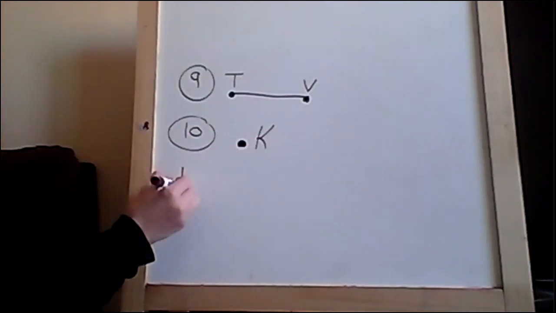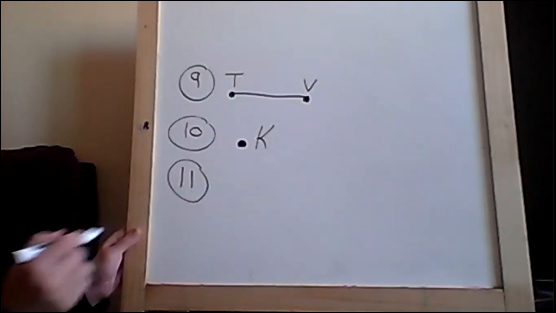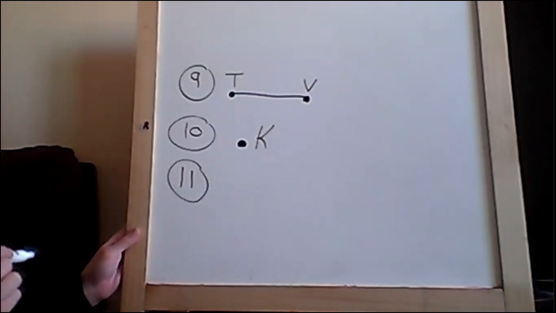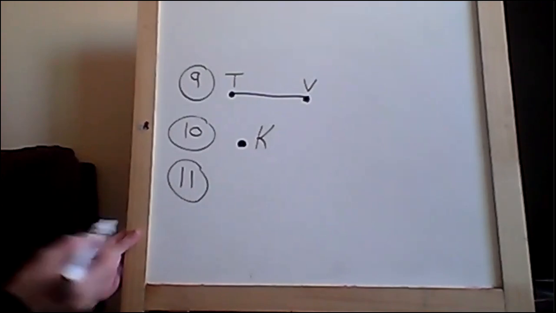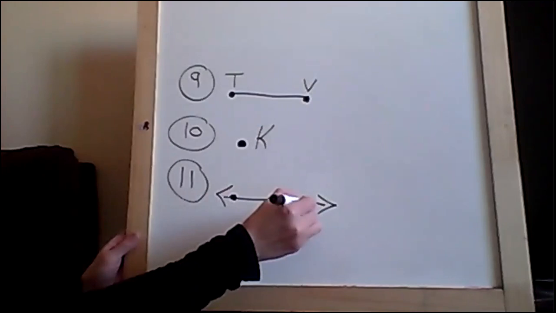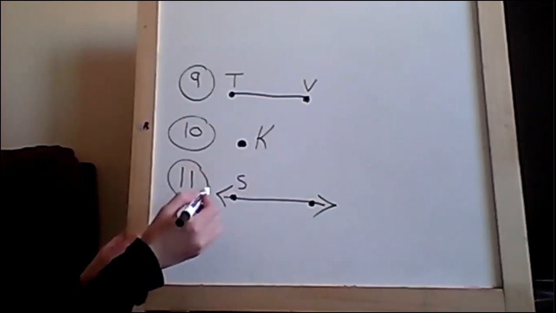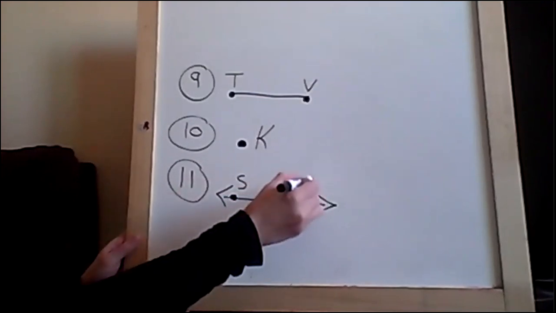Now we are in number 11. In number 11, I have small line above the letter with two arrows. That means we have a line. So you have to draw a line with two arrows. Here you have to write the points S, T.